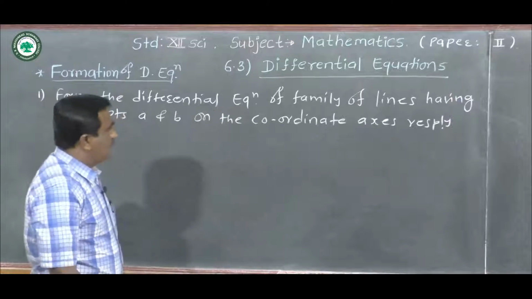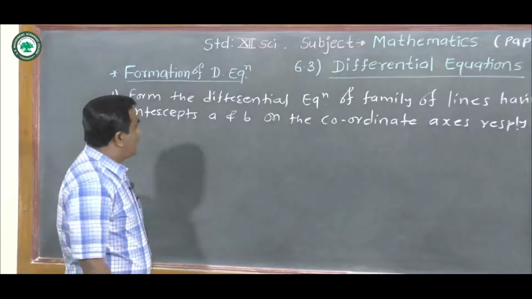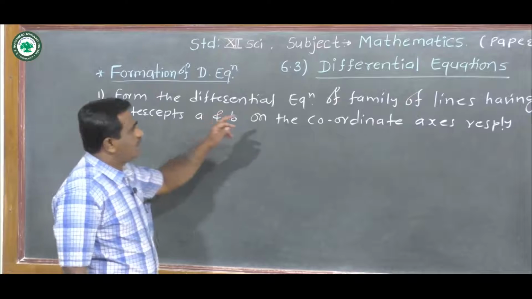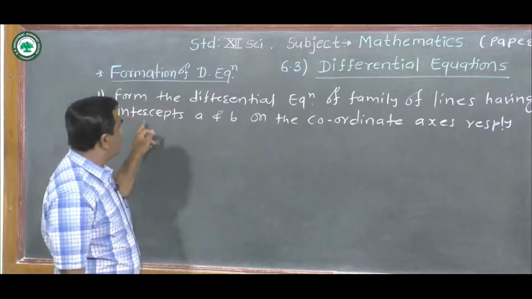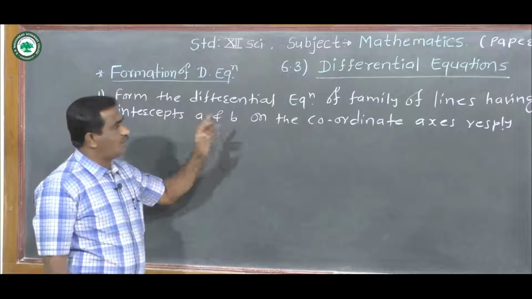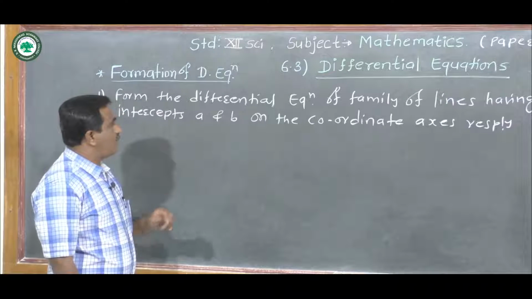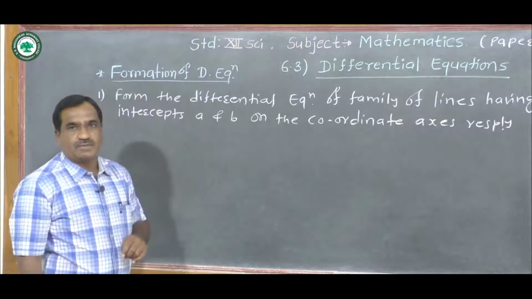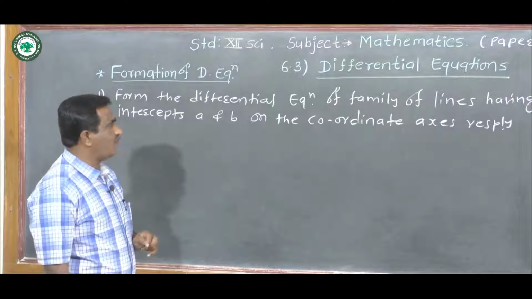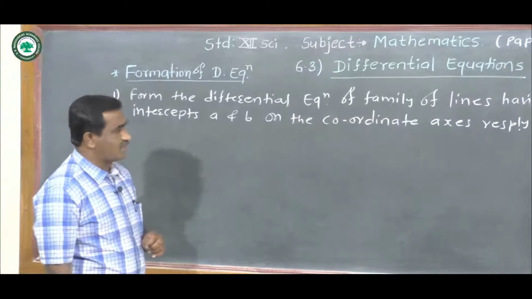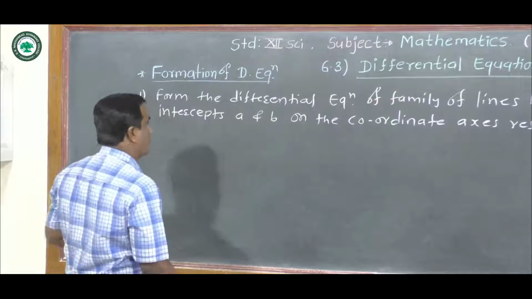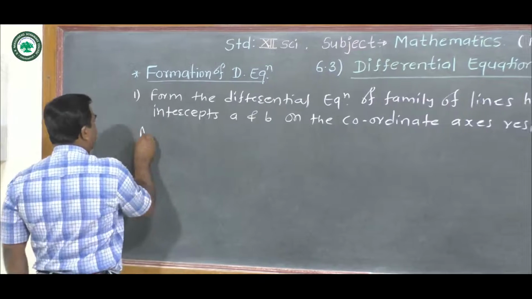Okay, now here it is given that in this example the family of lines has intercepts A and B on the coordinate axis respectively, that is, the x intercept of the line is A and the y intercept of the line is B, and we have to form the differential equation. Okay, now we see the answer for this example.